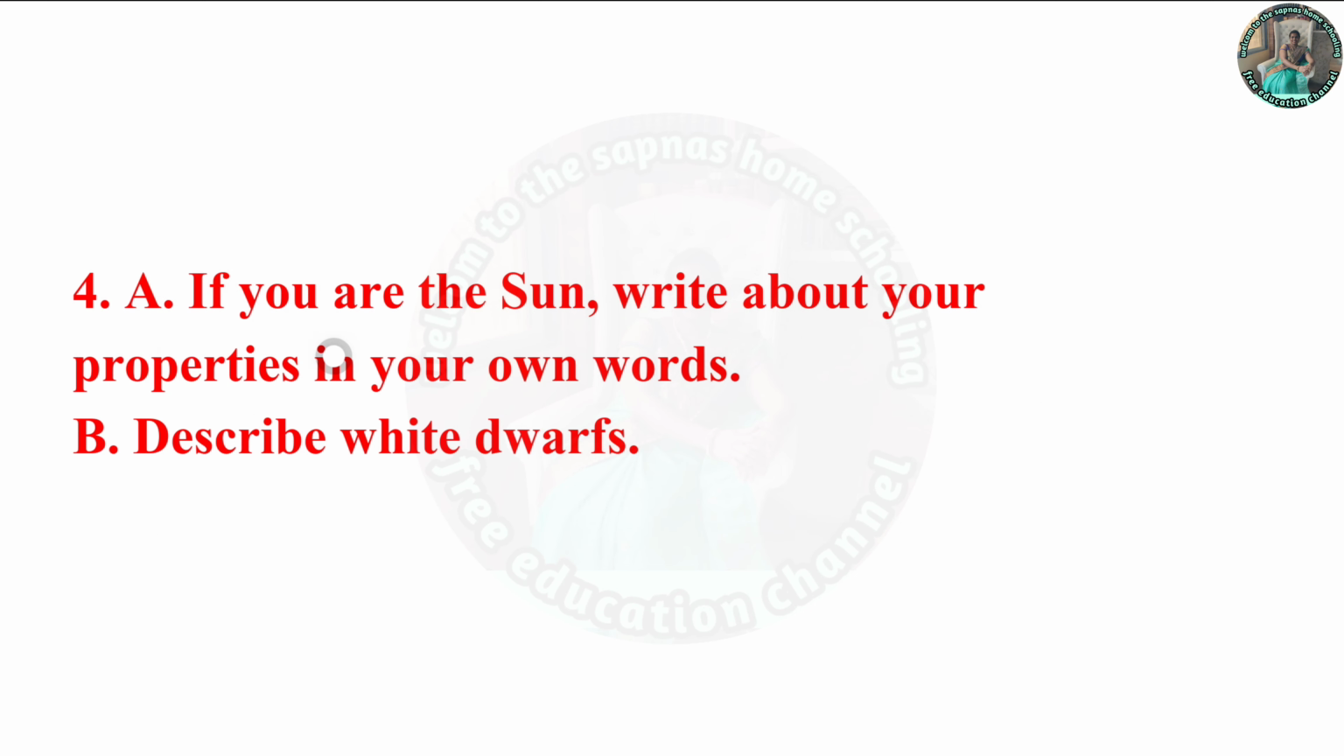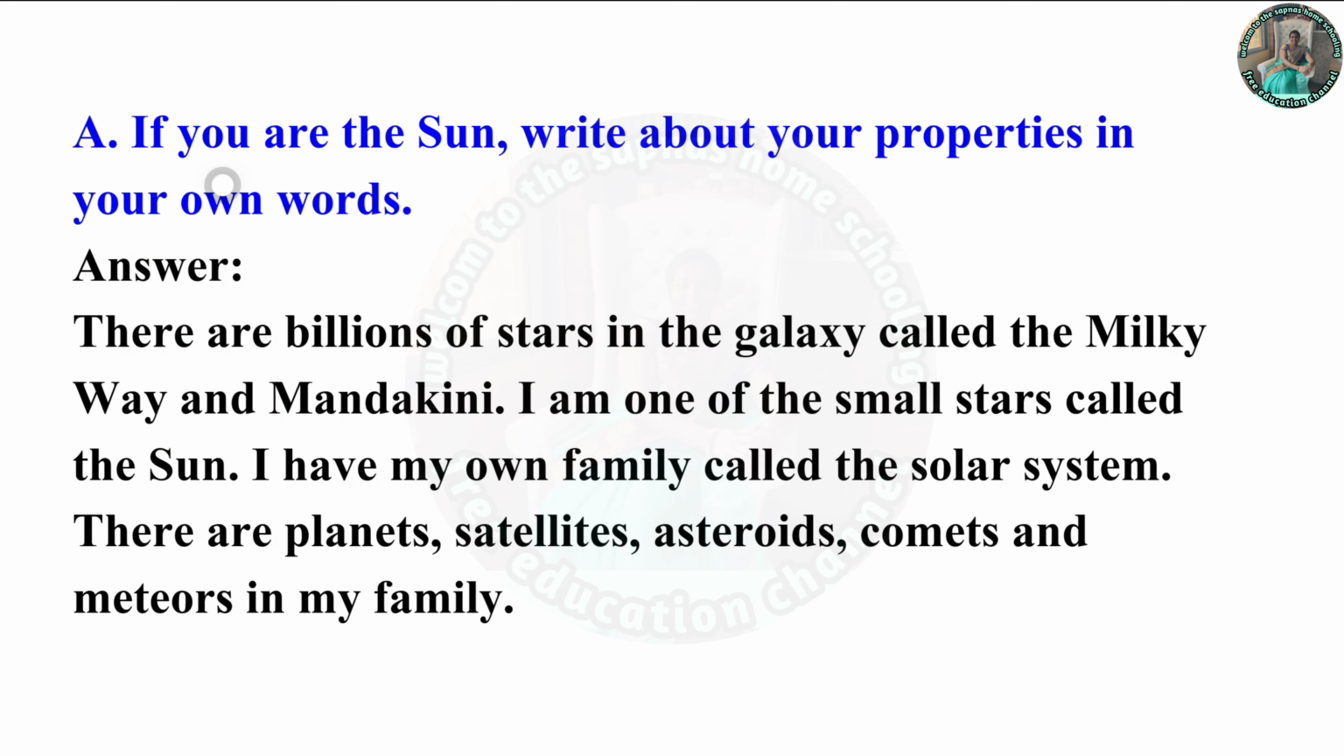Question 4A. If you are the sun, write about your properties in your own words. There are billions of stars in the galaxy called the Milky Way, Mandakini. I am one of the small stars called the sun. I have my own family called the solar system. There are planets, satellites, asteroids, comets, and meteors in my family.